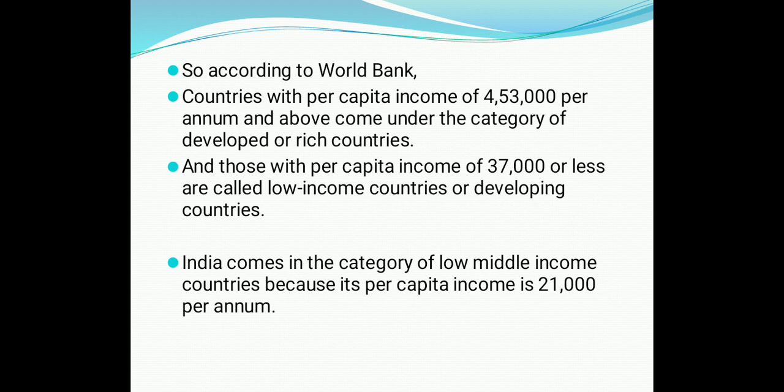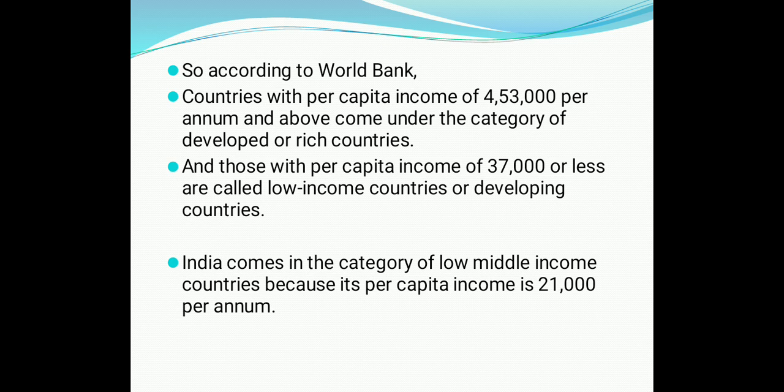According to the World Bank, countries with a per capita income of 4,53,000 per annum and above come under the category of developed or rich countries. This much should be the average income of an individual of a country. Then only that country can be called developed. And those with a per capita income of 37,000 or less are called low income countries or developing countries.